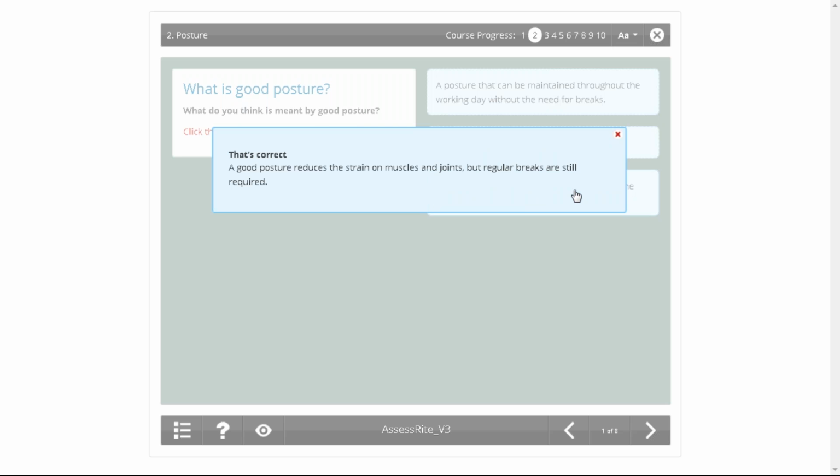That's correct. A good posture reduces the strain on muscles and joints, but regular breaks are still required.